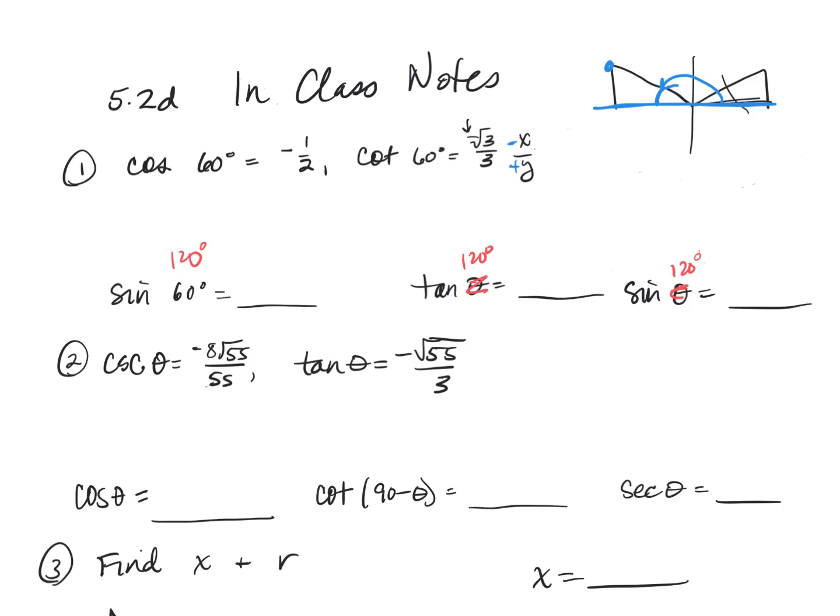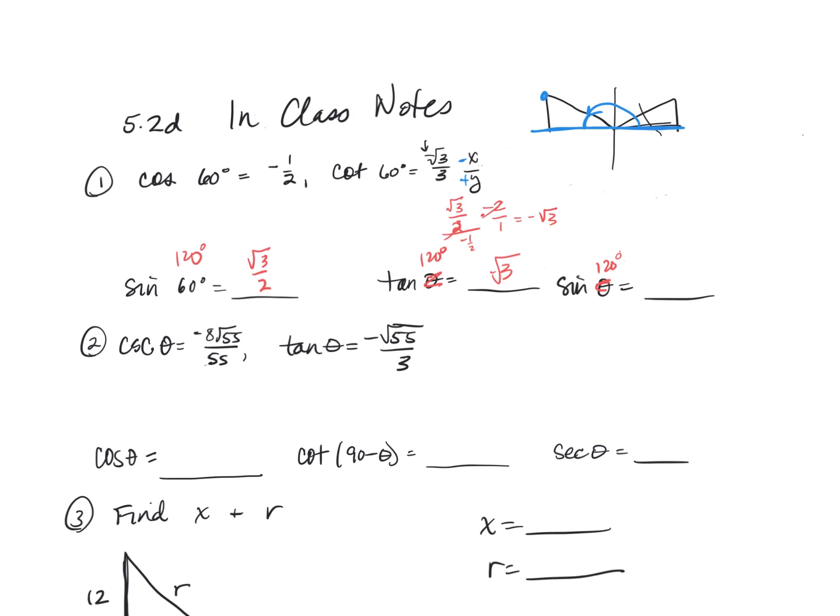Thank you. Yes, the sine at 120 is square root of 3 over 2. Positive, right? What about the tangent at 120? Negative. Square root of 3 over 2 divided by negative 1/2, so I have to flip the bottom. That comes out to be negative square root of 3.